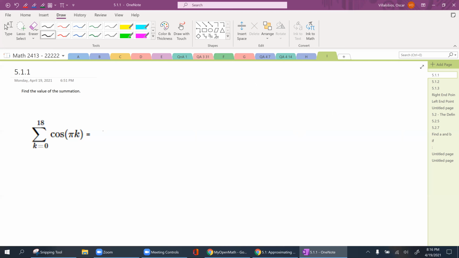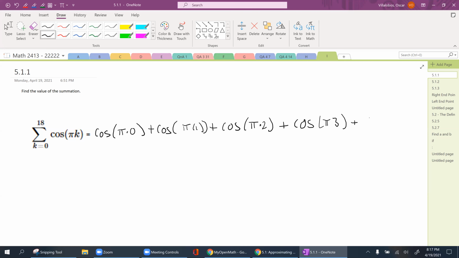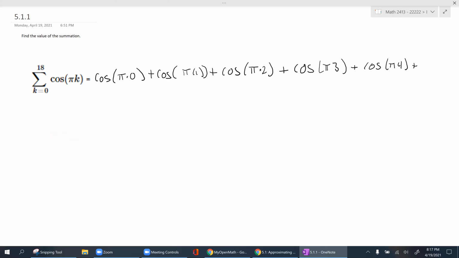This is the same thing we're going to be doing now, but with this trig function. Here I have cosine of pi times 0 plus cosine of pi times 1 plus cosine of pi times 2 plus cosine of pi times 3 plus cosine of pi times 4, and we're going to go all the way up until we reach 18.